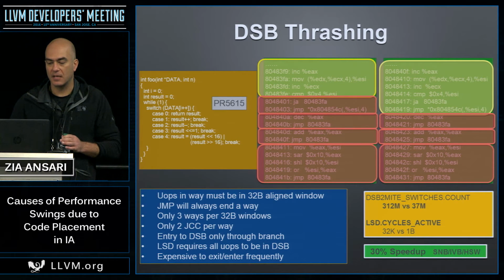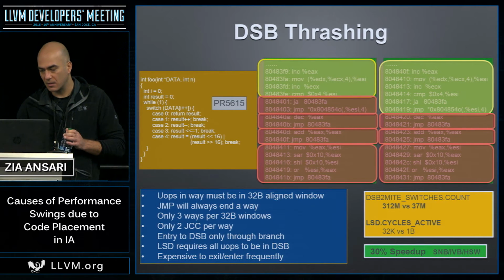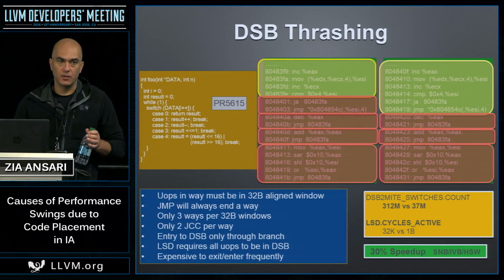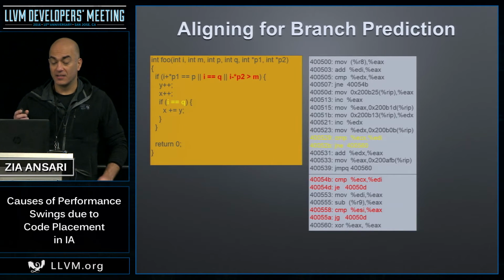And just for fun, I looked at the LSD cycles because now all the UOPs are in the DSP, so the LSD can fire, and it went from 32,000 to 1 billion. So good things are happening, and again, this was worth around a 30% speedup. So kind of a fun example. I got a teaser here. This is the exact same code sequence, slightly different alignment, over 5x slowdown. I didn't have too much time to get into this, but if you want more details, I can talk about it later.